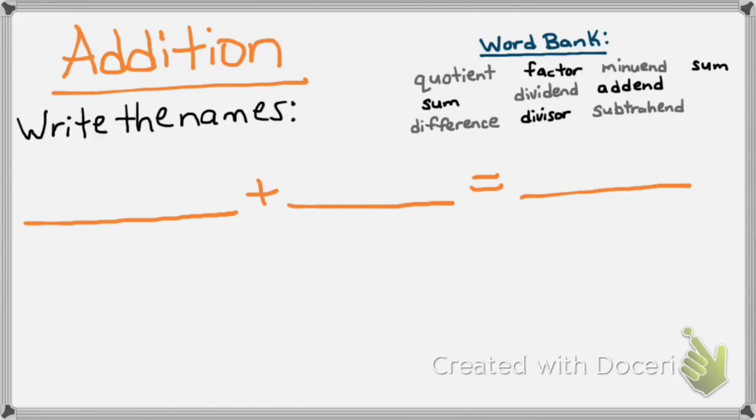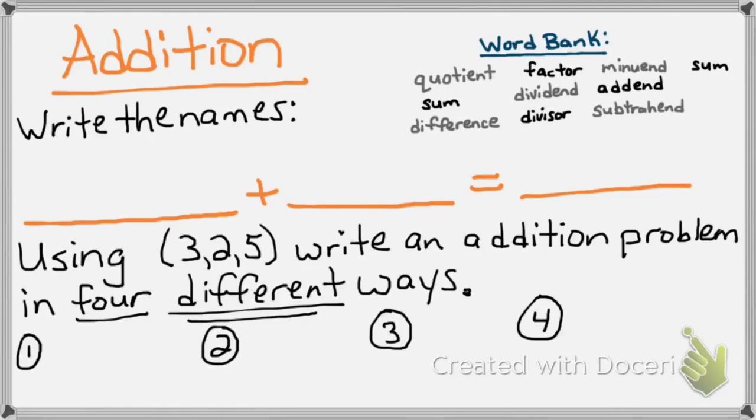Our choices are quotient, sum, difference, factor, dividend, divisor, minuend, addend, subtrahend, or sum. So it says write the names, blank plus blank equals blank. That's what I'll use my word bank for. And the next part of the page, the directions say, using the numbers 3, 2, and 5, write an addition problem in 4 different ways. So let's go ahead and solve this page.